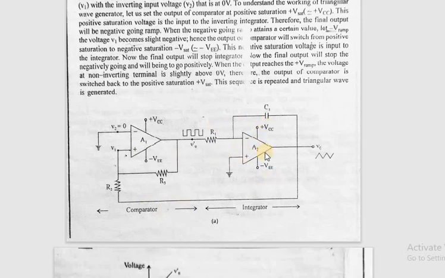How do we get a triangular wave using a comparator? So in the next lecture we will be discussing a monostable multivibrator using 555 timer. Thank you.